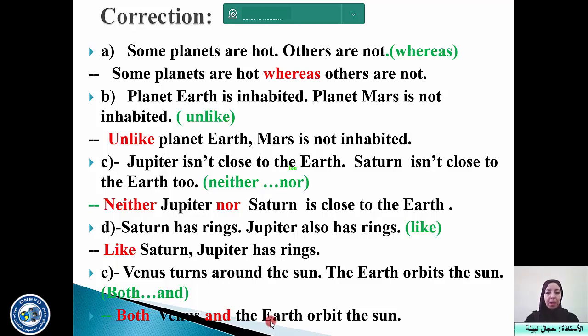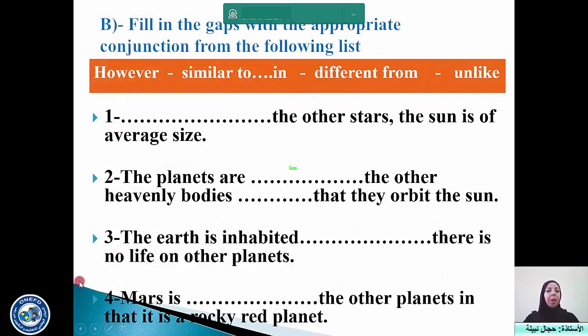That's all for the first activity. Another activity in grammar is to fill in the gaps with the appropriate conjunctions from the following list. All right? So the words or the conjunctions given are, however, similar to, in, different from, and like.